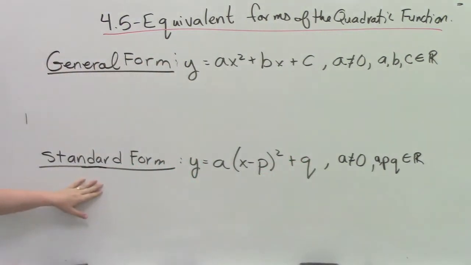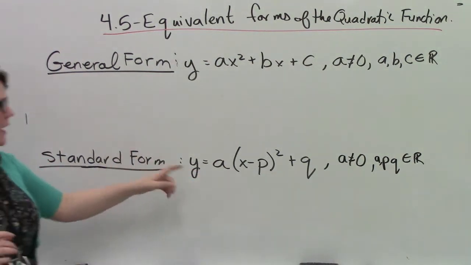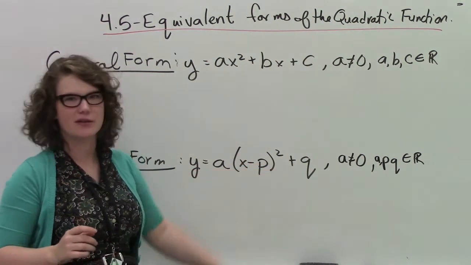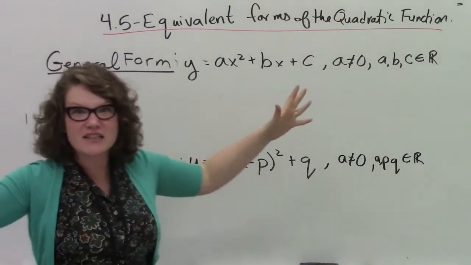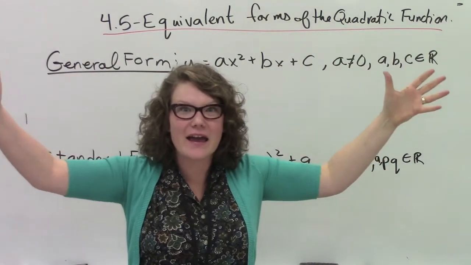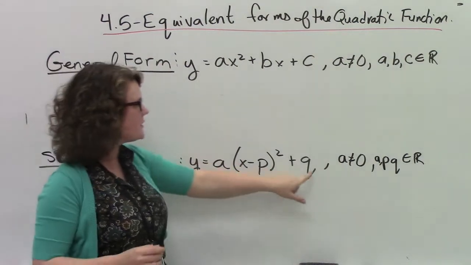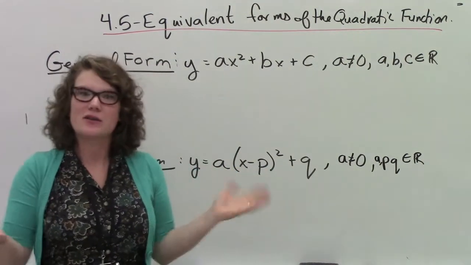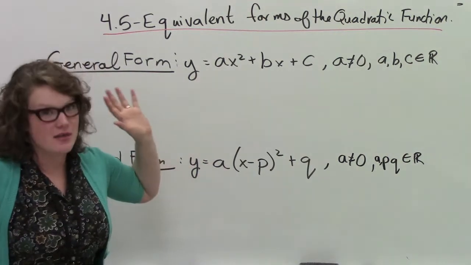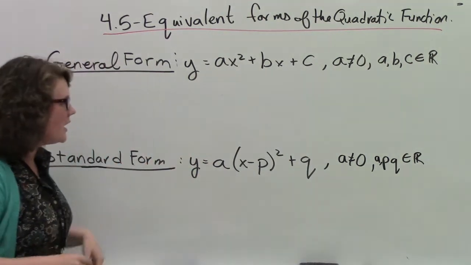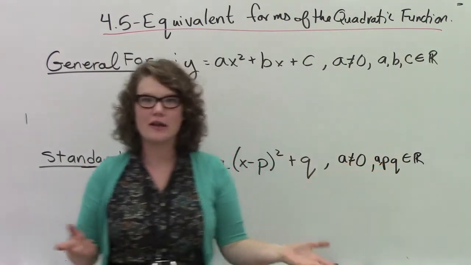The other form that we learned here was the standard form, y equals a, then in brackets, x minus p squared plus q. Just letting you know, guys, this a and this a, it's the same A, okay? So the reason why we've chosen P's and Q's and B's and C's here is so that we don't confuse those two. But A and A are the same thing. Similar thing, A cannot equal 0, and A, P, and Q are all elements of the reals.